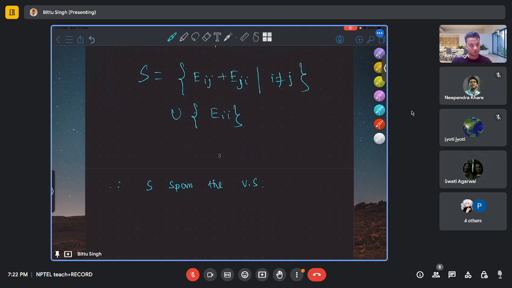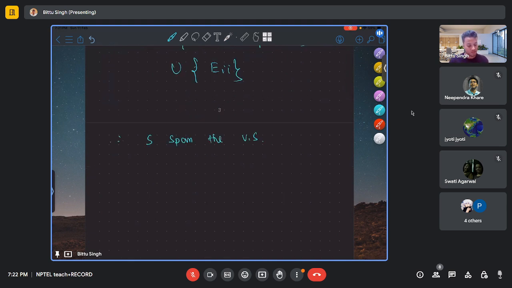Now, only spanning is not enough to conclude that this is the basis. This is the basis for these symmetric matrices. So we need to check that S is linearly independent. So how do we check that?